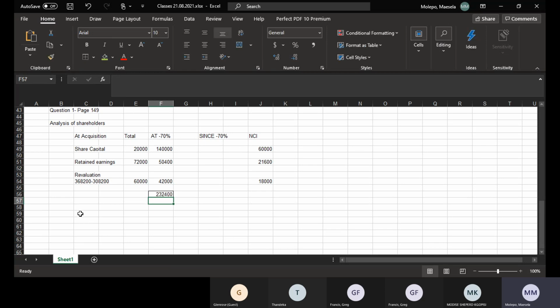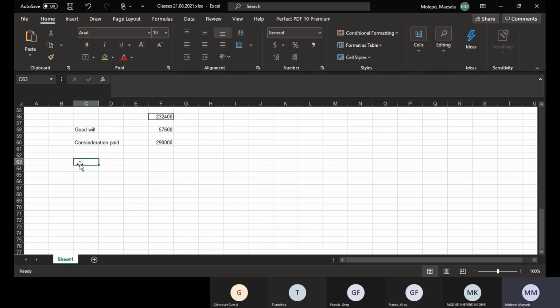And then he paid consideration of 290. Our parent paid a consideration of 290. There was a gesture that our parent did. So as a result of that gesture, it means we have a goodwill. So our goodwill will be the difference between the 290 and the 232, which will be represented by the 57,600.